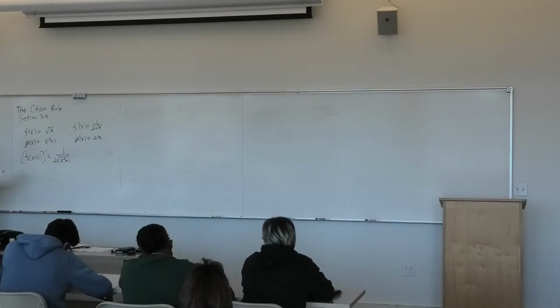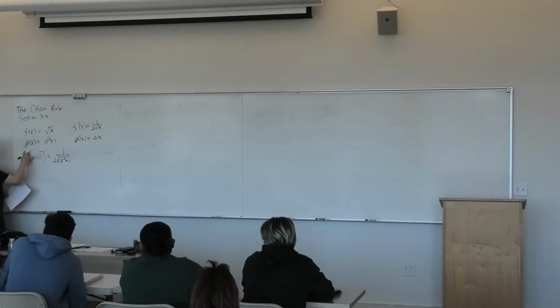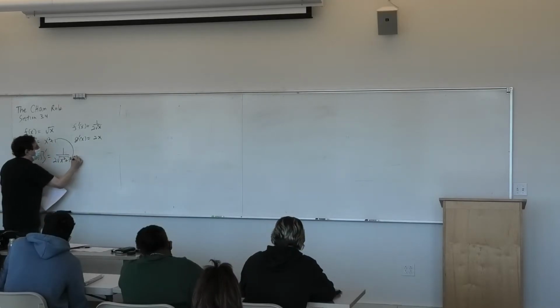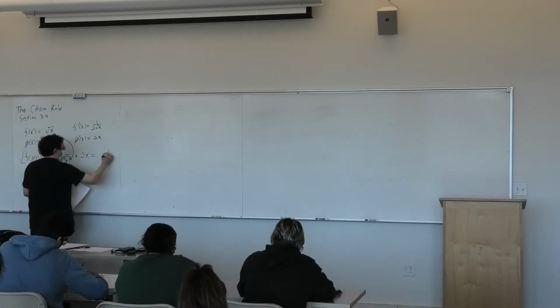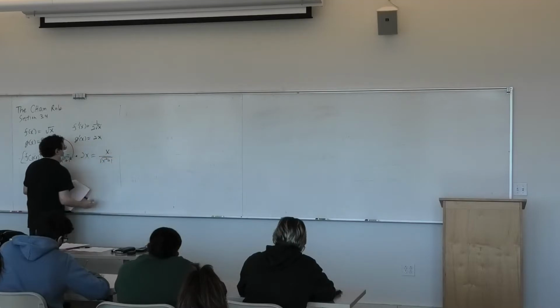Okay, where am I? f prime at g of x. There's f prime, there's g of x, right? Times g prime of x. So we get x over square root of x squared plus 1.